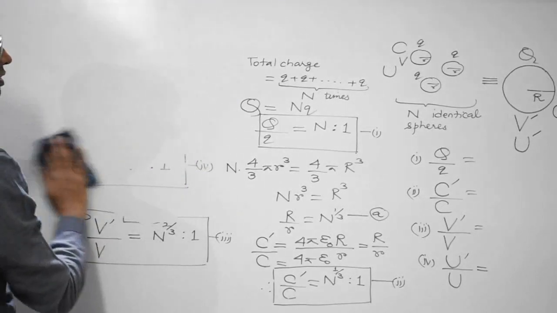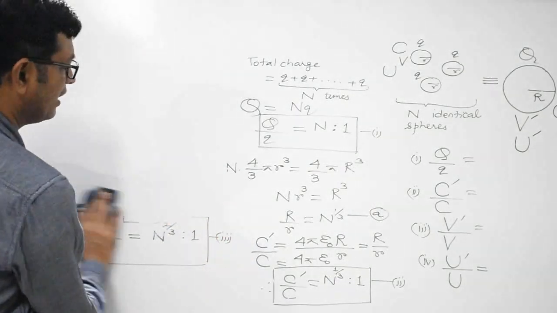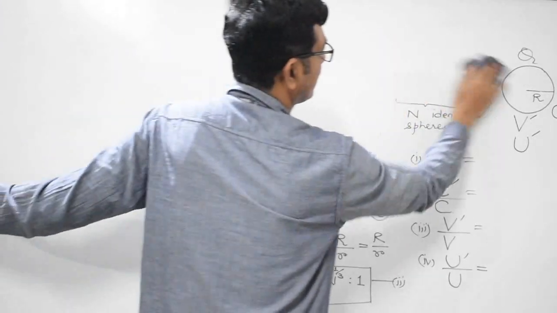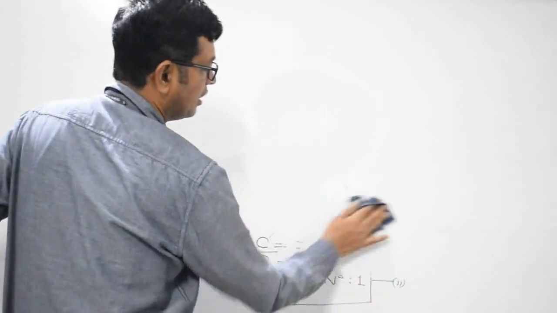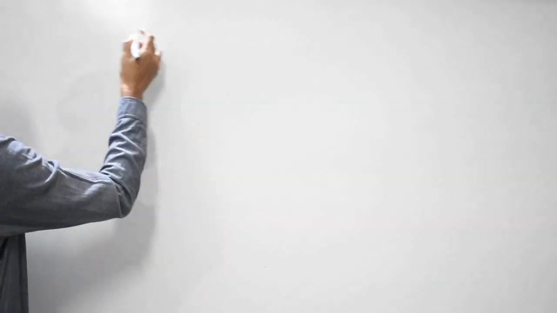So question is, there are all identical capacitors, each of capacitance C, and they are connected as shown in the figure. I'll draw the network, and we are supposed to find out the equivalent capacitance of the network. So this is the diagram basically.